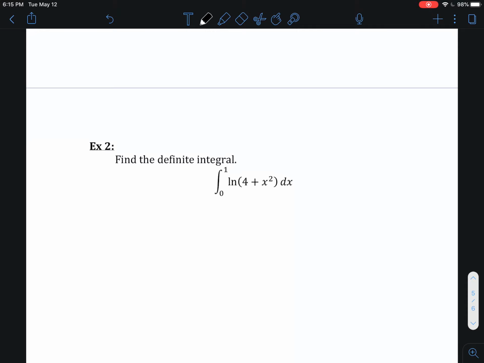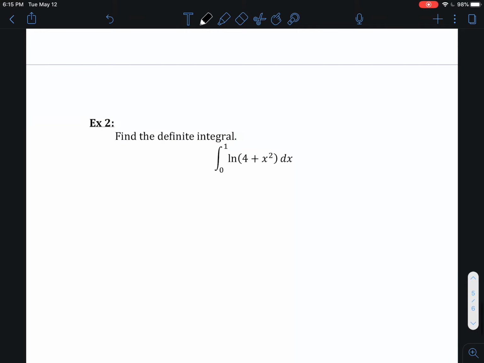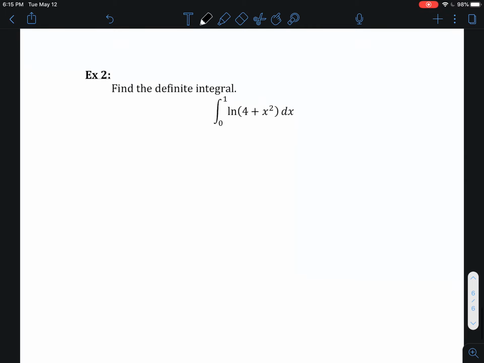Okay, so here I have find the definite integral. So I do have integration. I'm going to do integration by parts. Okay, so I have u equals, du equals, v equals, and dv equals. You're probably telling me, well, there's only one part to it, right?